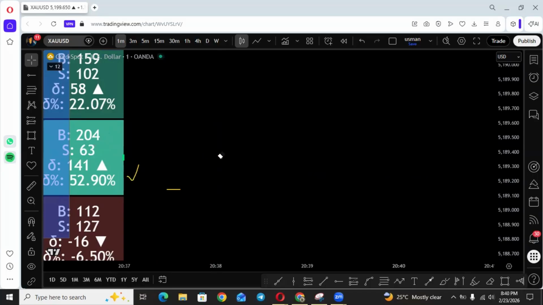How does the imbalance form? Imbalance is basically the difference between buyers and sellers. If buyers are more, then there should be an imbalance on the buying side, or a bullish imbalance. And if sellers are more, there should be a selling imbalance. And delta is the difference between buyers and sellers.